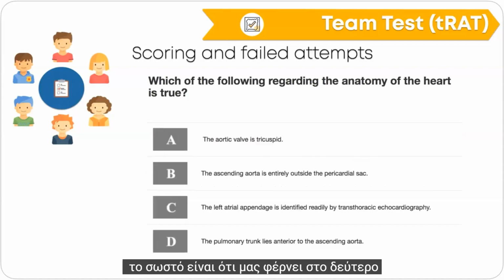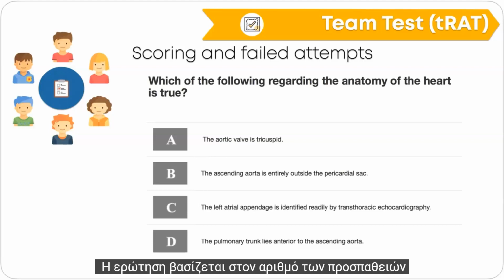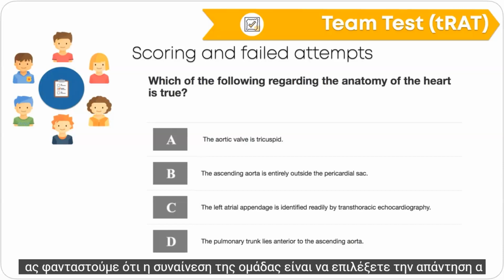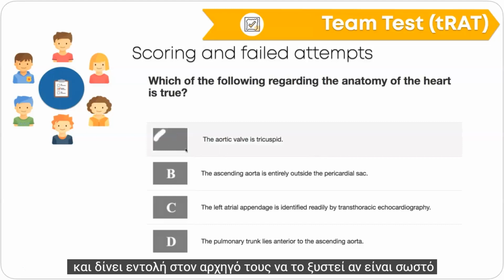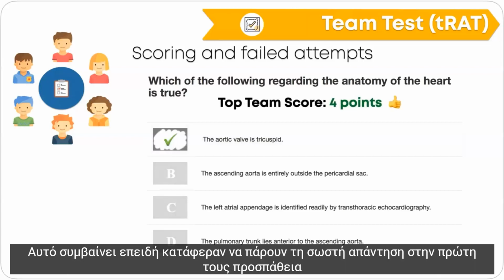This brings us to the second peculiarity of the TRAT. The scoring in the TRAT for each question is based on the number of attempts until the team attains the correct answer. For instance, let's imagine the team consensus is to choose answer A and instructs their leader to scratch it. If it's correct, then the whole team will get 4 points for this question. This is because they managed to get the correct answer on their first attempt.